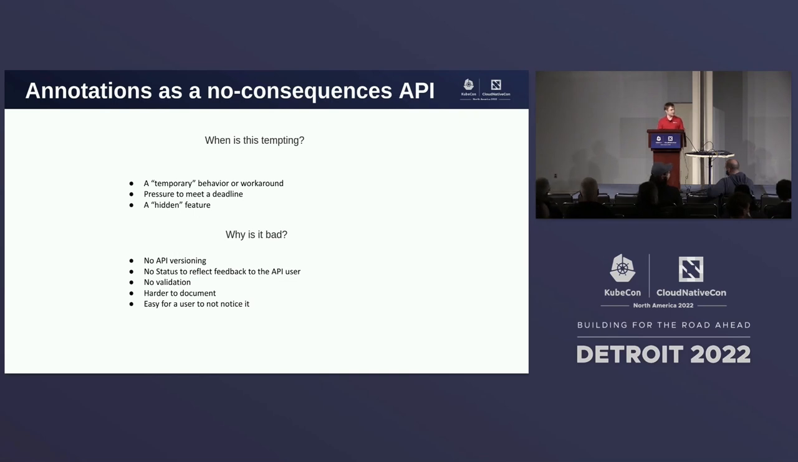It's harder to document this. Annotations are not somewhere that people normally look when they're trying to figure out how they can accomplish a behavior with your API. And then, of course, for a user who's actually using that API, let's say you're on a cluster, kubectl get pod set, you're not necessarily going to look at the annotation list for things that are going to influence the behavior of that API. So it's just easy to not notice.